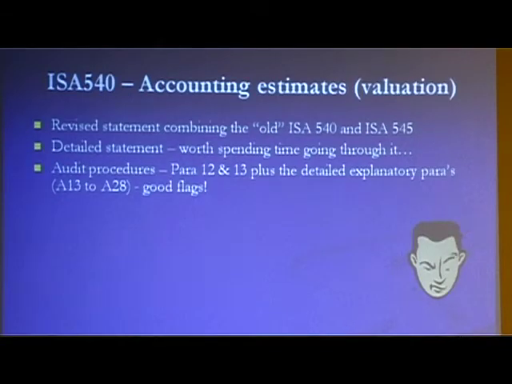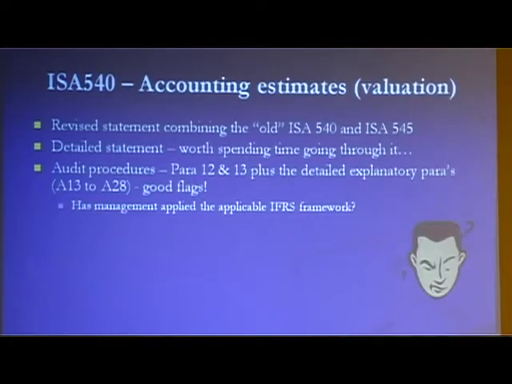Now, the procedures to be working through. Paragraph 12 and 13, plus in the detailed explanatory paragraphs 13 to 28. Those are the ones to flag. Because what that starts to bring to bear, and these are the procedures that you're finding in those explanatory paragraphs. Has management applied the applicable IFRS framework as a starting point when auditing an accounting estimate? Obviously, if they haven't, there's a problem.